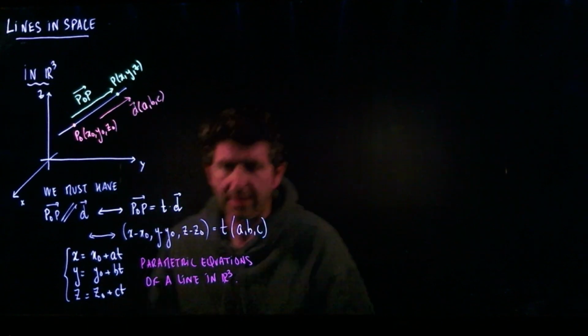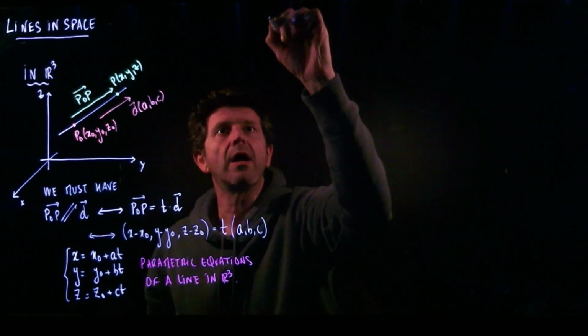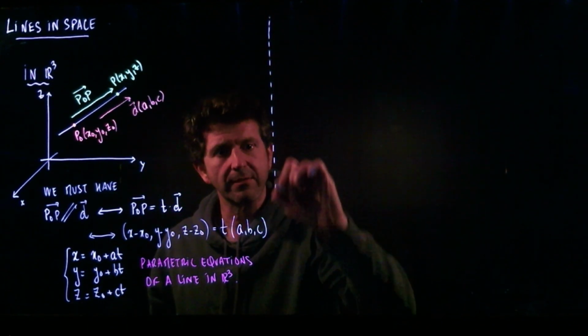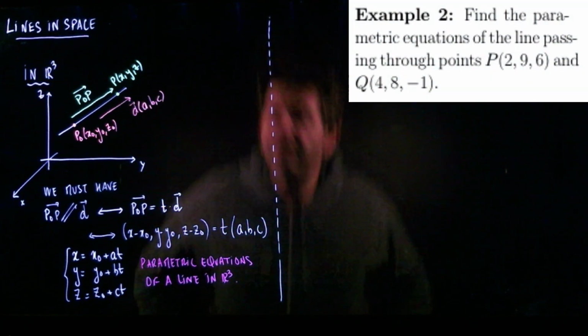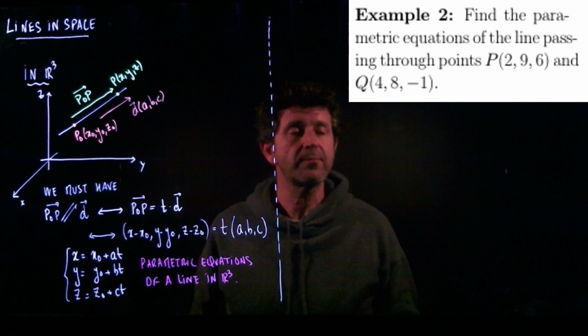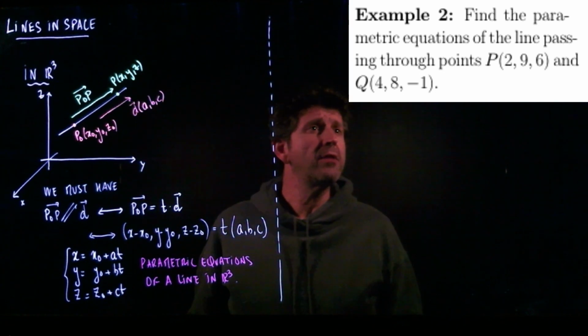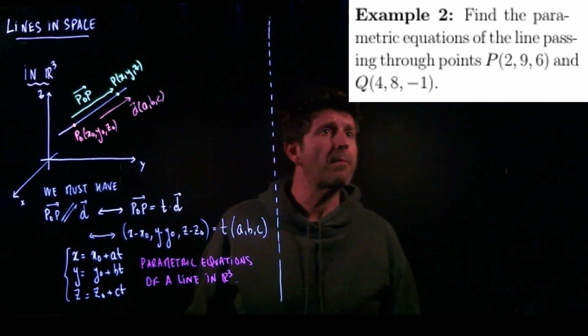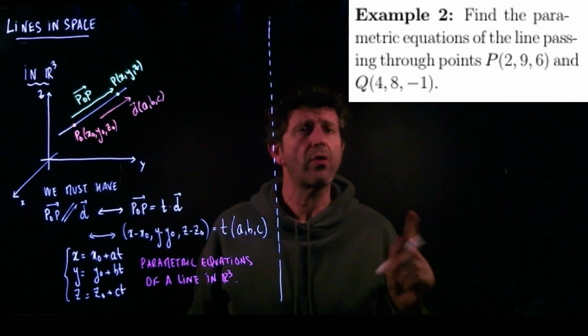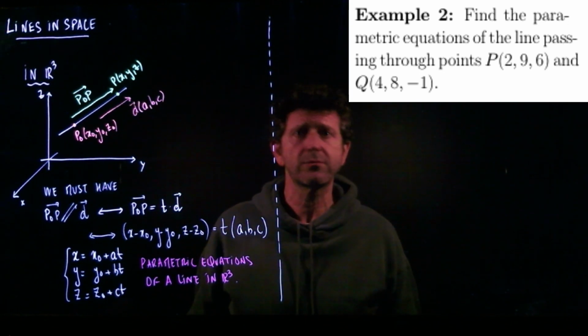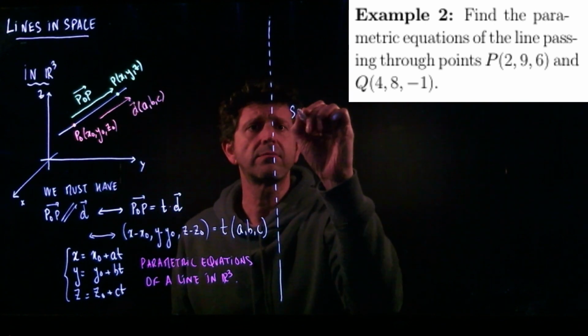Let's do an example just to visualize this. Here we have: find the equation of the line passing through point P(2, 9, 6) and Q(4, 8, -1). So let's go, solution.